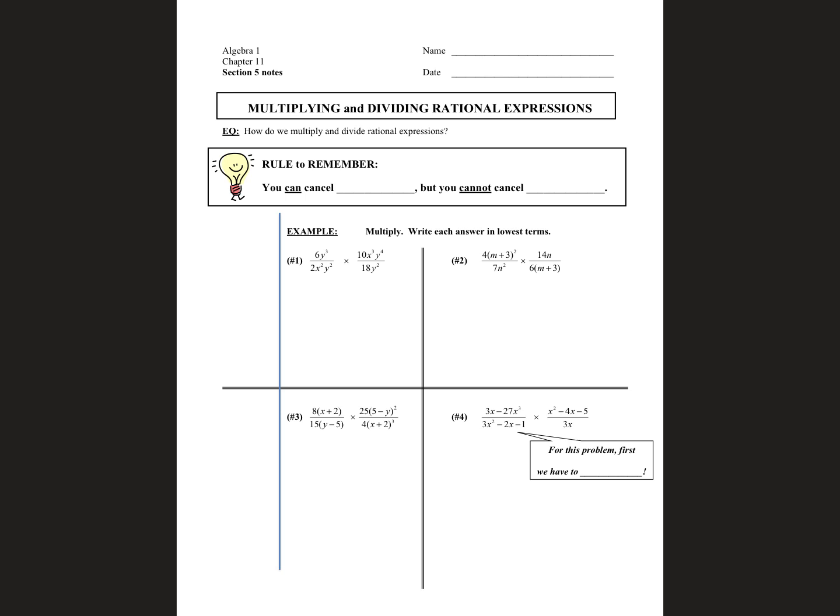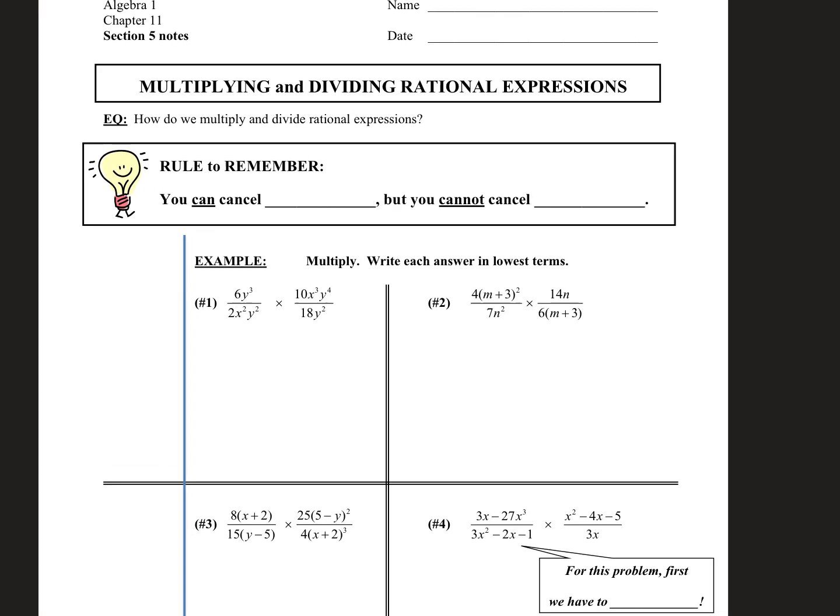We're continuing with Chapter 11. This is 11.5. It's about multiplying and dividing rational expressions. Basically, this is going to be like multiplying and dividing fractions, but with more complicated expressions, okay? So, let's talk about some rules to remember here.